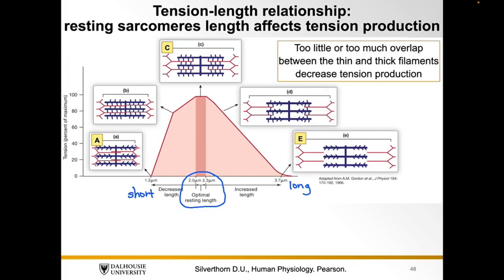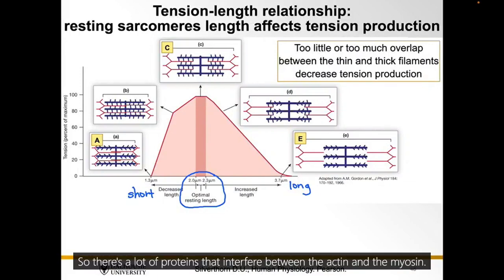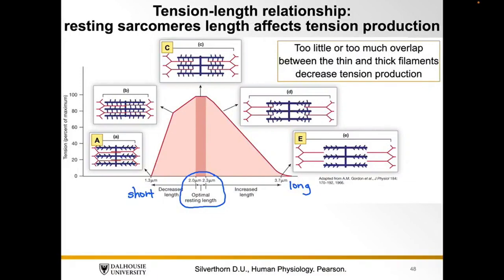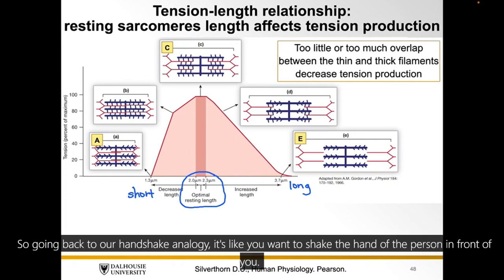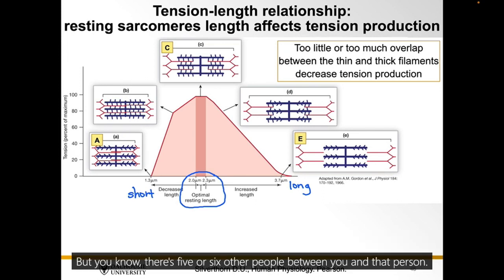When the sarcomere is too short, as in situation A, the sarcomere becomes really, really crowded. So there's a lot of proteins that interfere between the actin and the myosin. Going back to our handshake analogy, it's like you want to shake the hand of the person in front of you, but there's 5 or 6 other people between you and that person. So it's much harder to get that handshake connection in that situation.